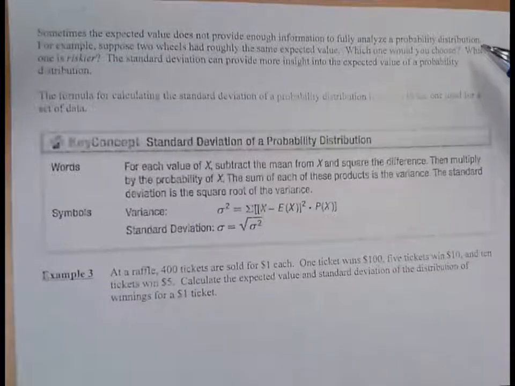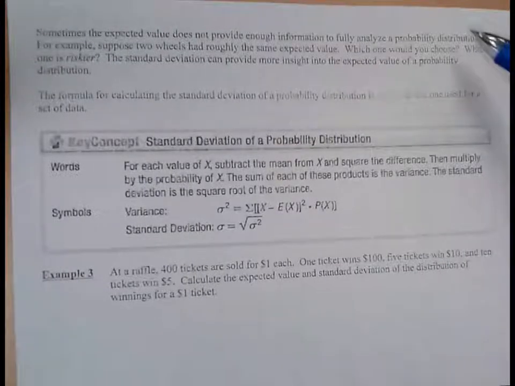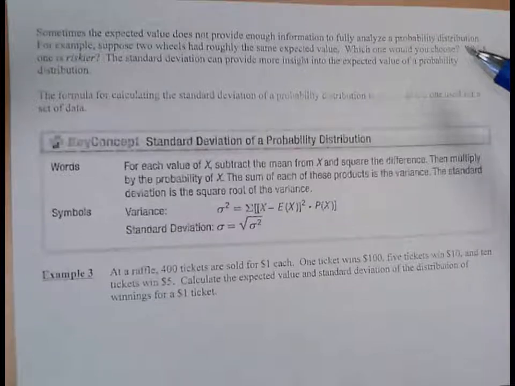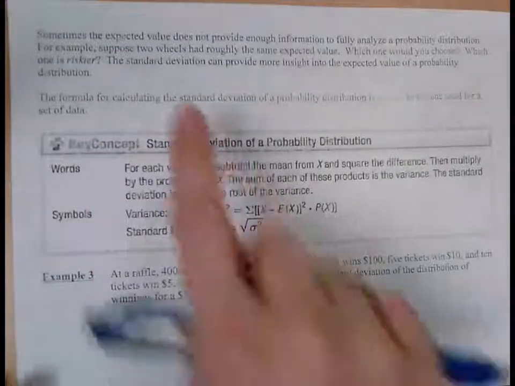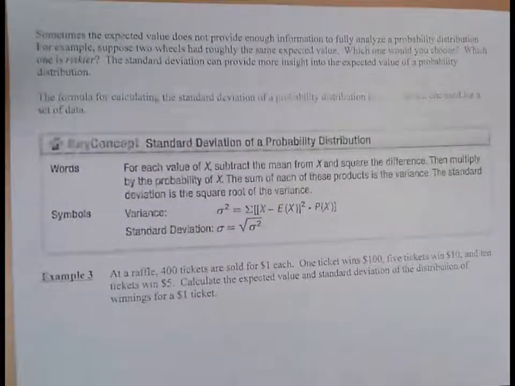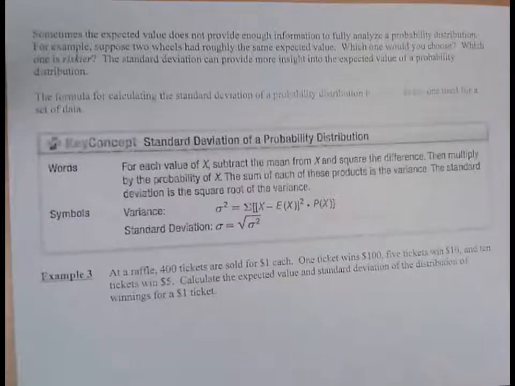So we kind of talked about this similar information. I know it was the day I was gone, but when you just calculate a mean, it says sometimes the expected value, which is that weighted average or that mean, it doesn't provide enough information to fully analyze a probability distribution. So it says, for example, say you had, it's talking about spinning two different wheels for a prize, and say they had roughly the same expected value. It says, which one would you choose then to spin?